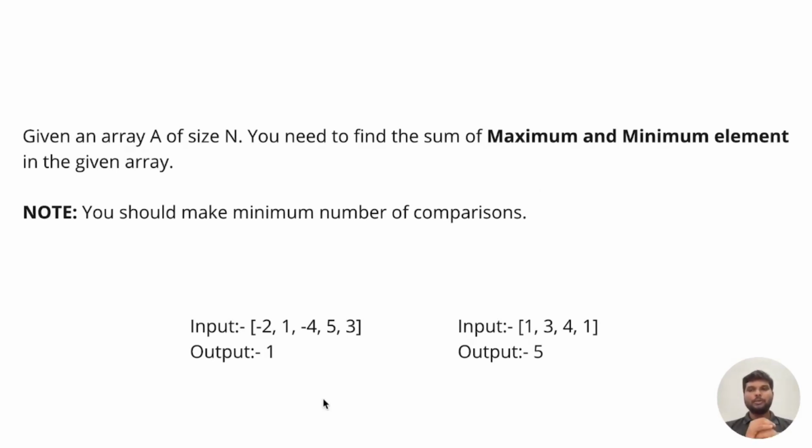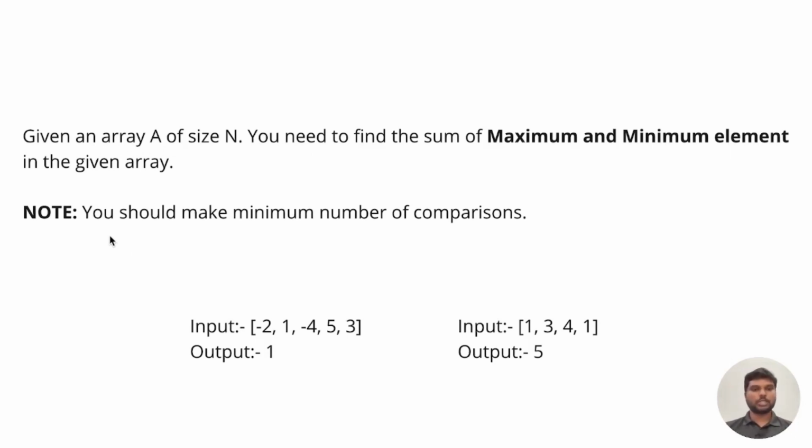So let's look at the problem statement, which is also given on the screen. We are given an array A of size n. We need to find the sum of the maximum and minimum element in the given array. Okay, and there is a note that you should make the minimum number of comparisons. So this is the important condition in this problem.